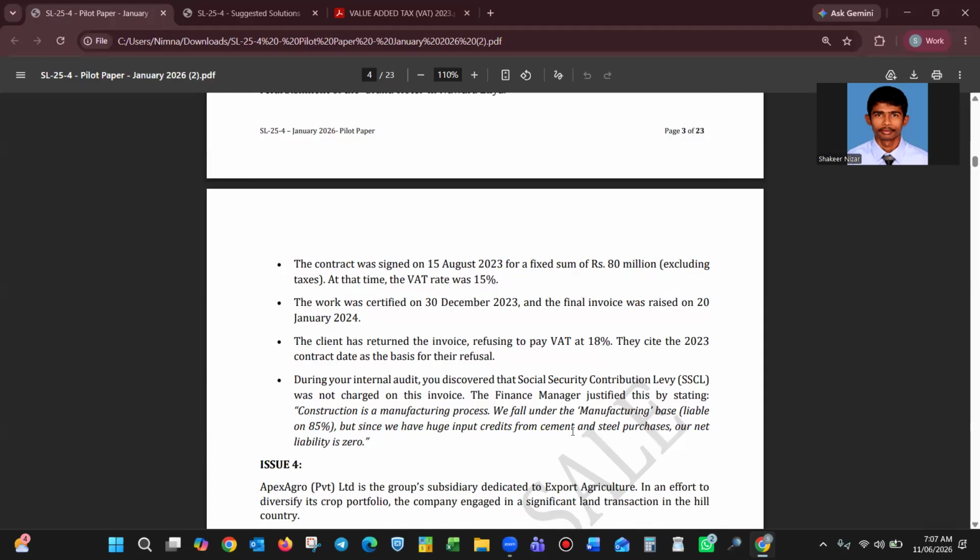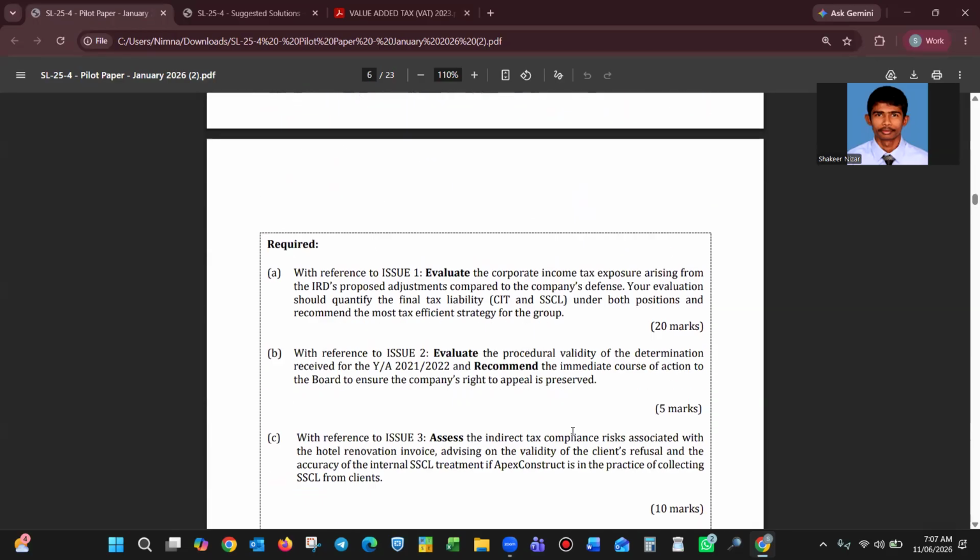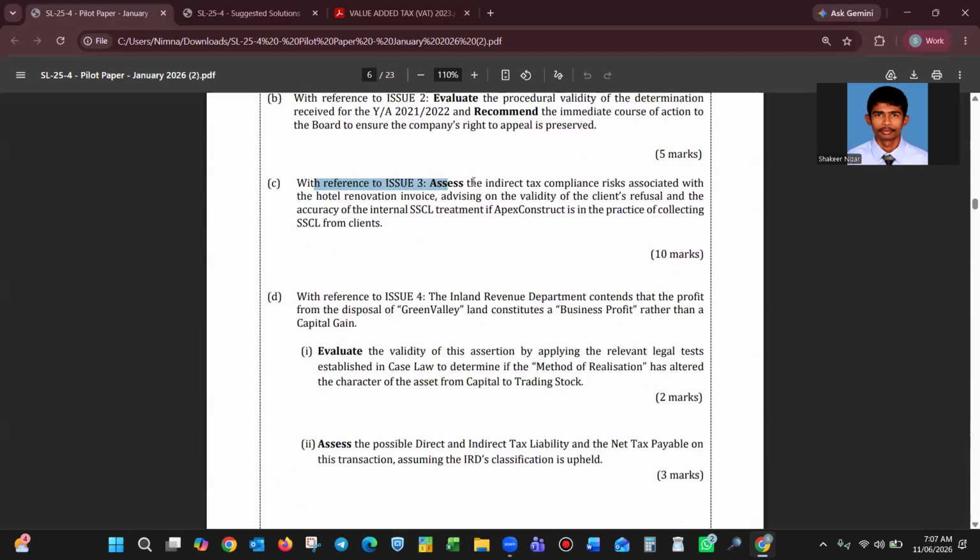That is wrong. So therefore, you are asked, for 10 marks with reference to this issue, to assess the indirect tax compliance risk associated with the hotel renovation invoice, advising on the validity of the client's refusal and the accuracy of the internal SSCL treatment, effects, and practice of collecting SSCL from clients. If you are not registered for VAT, you can't charge. In the same way, if you are not registered for SSCL, you also cannot charge.